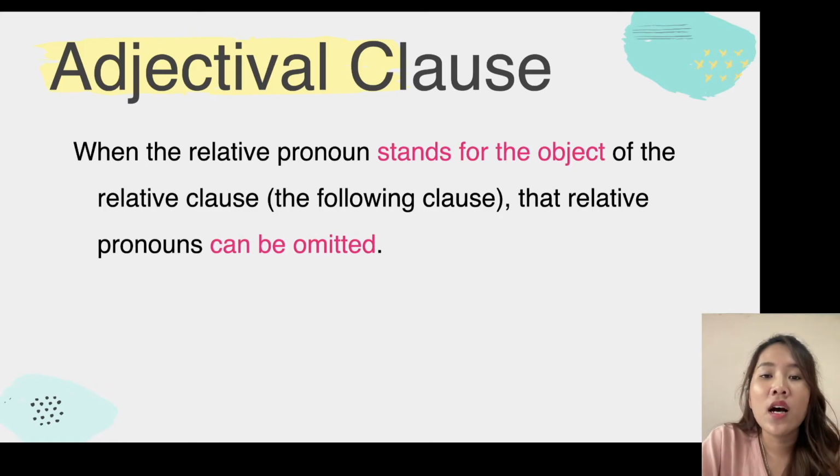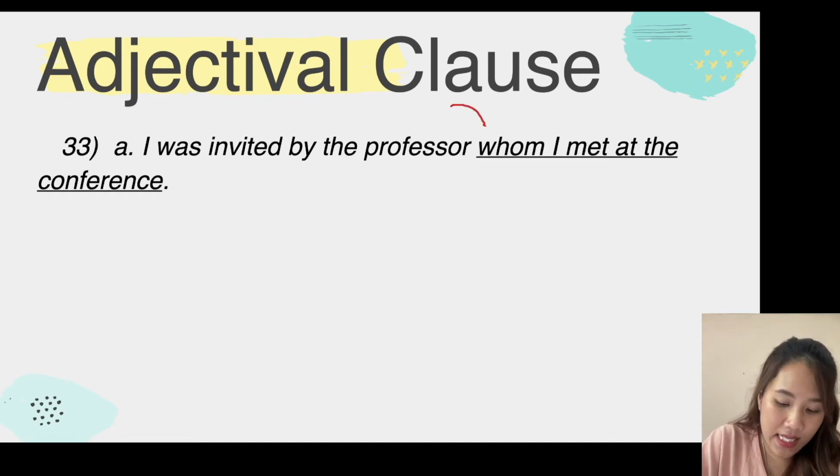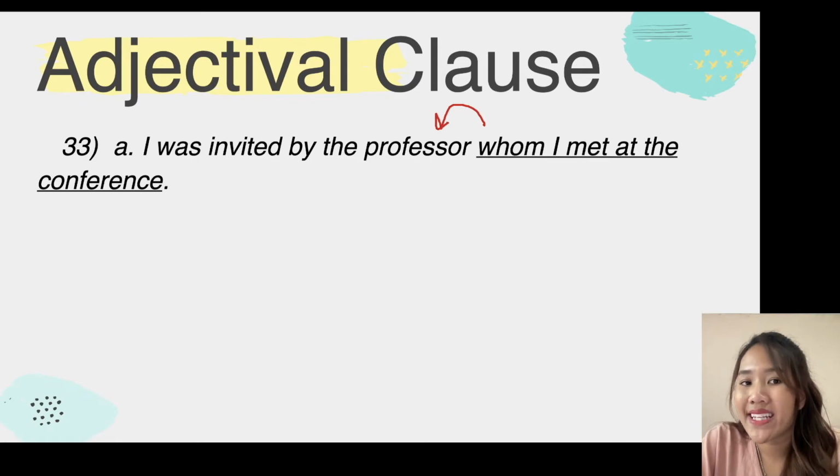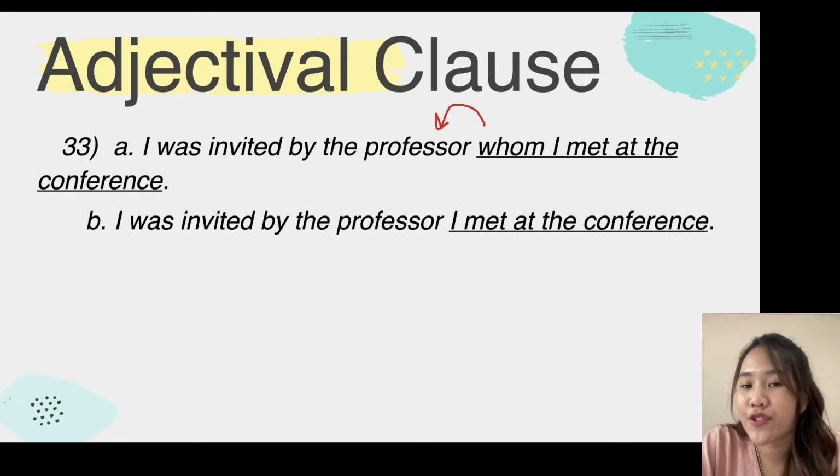Adjectival clause. For the adjectival clause, okay, the adjectival clause can be reduced if it modifies the object of the independent clause. For example, in this case, I was invited by the professor whom I met at the conference. So whom I met at the conference is the adjectival clause modifying the professor. So we can omit the word whom. So we can say that I was invited by the professor I met at the conference.